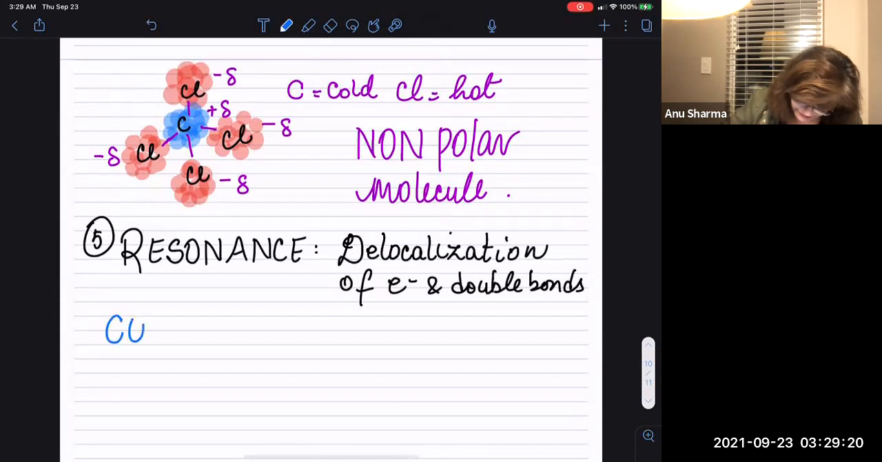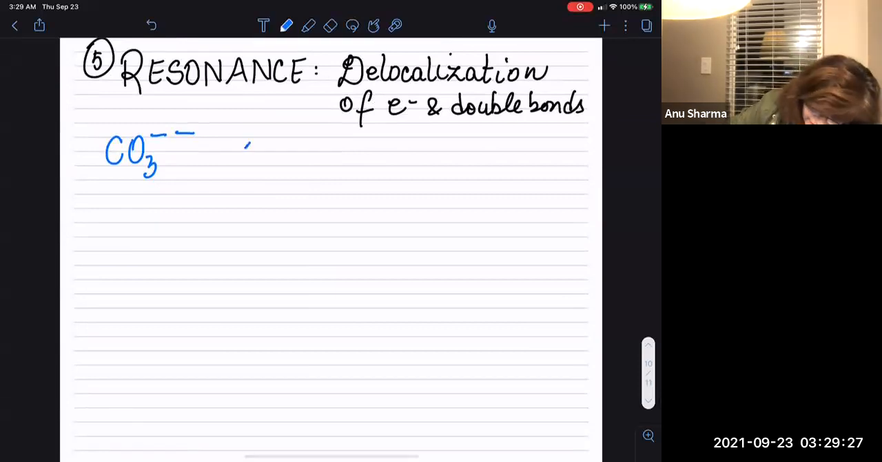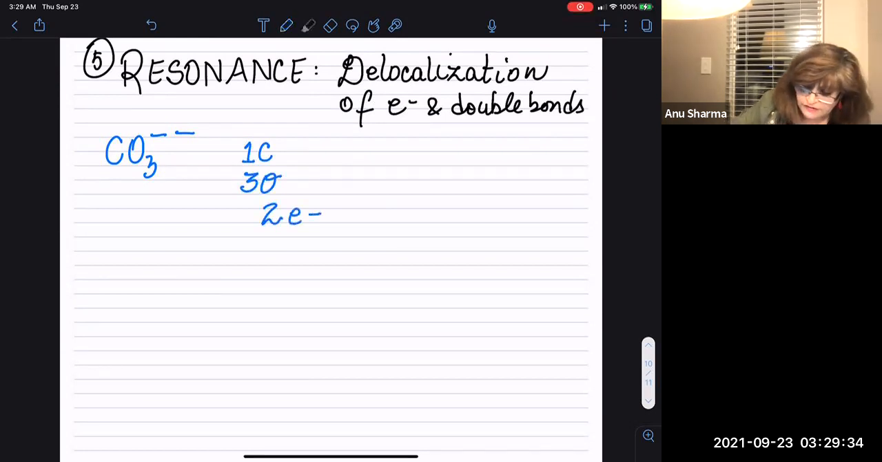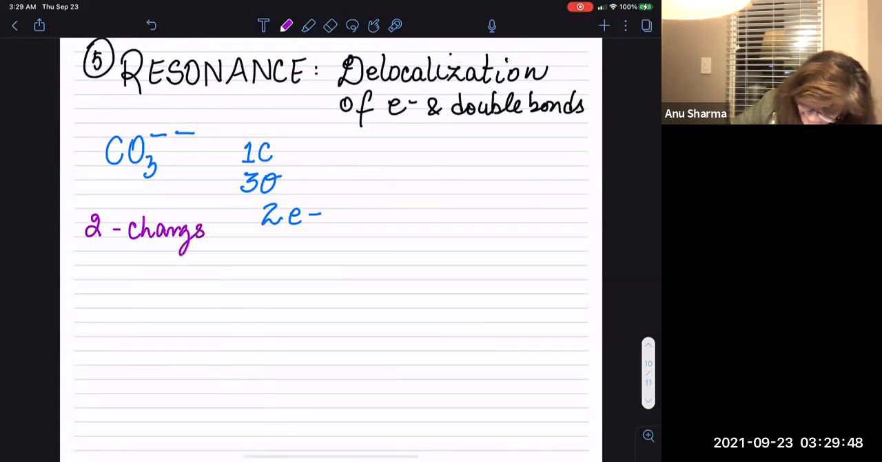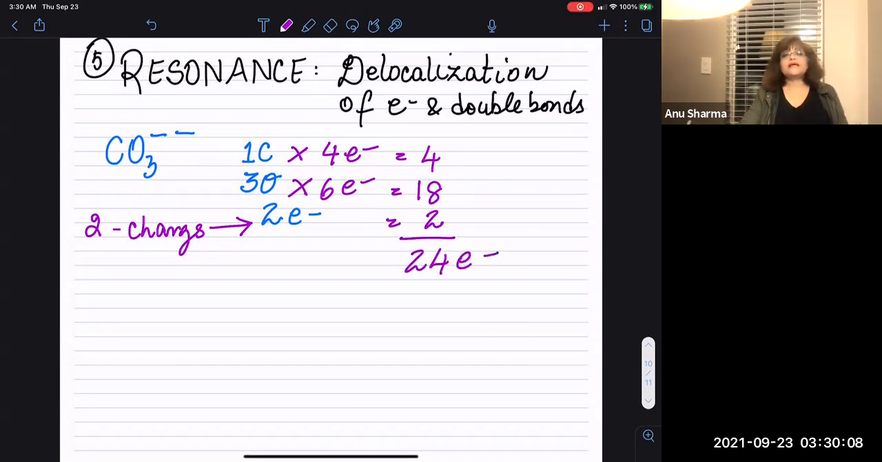Let's look at carbonate, CO3 2-. So we have here one carbon and three oxygens. And 2-negative charge means two extra electrons. Each carbon has 4 electrons, each oxygen has 6 electrons, and then there are two electrons you have to add separately. So 4 plus 6 threes are 18, plus 2 more. So this becomes 24 electrons total we need to place.